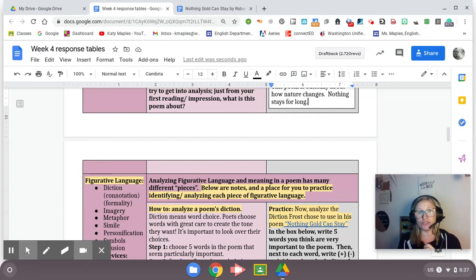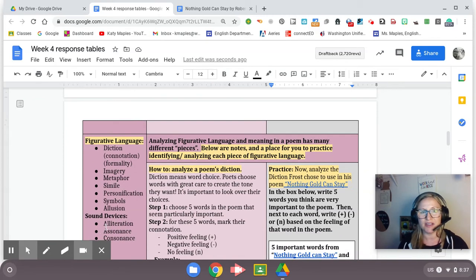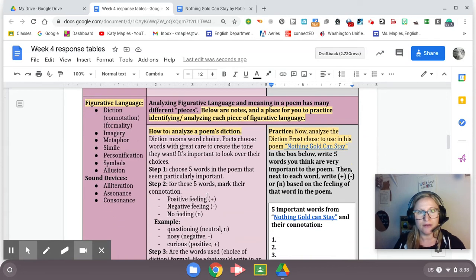We're going to look at word choice. We're going to look at things like imagery, metaphors and similes, personification, symbols, allusions. And we're also going to look at how they create sound and rhythm throughout their poem using things like alliteration, assonance, and consonance. I could teach an entire class on figurative language. It's that big of a concept, but we're not going to try to get into all that right now. We're going to take it piece by piece. I'm really trying to not overwhelm you with all of this, so I hope it's working.